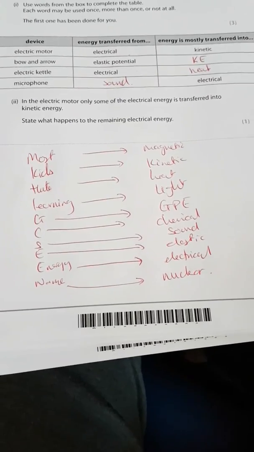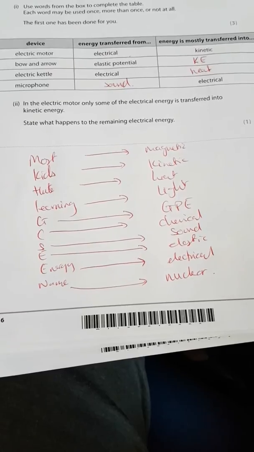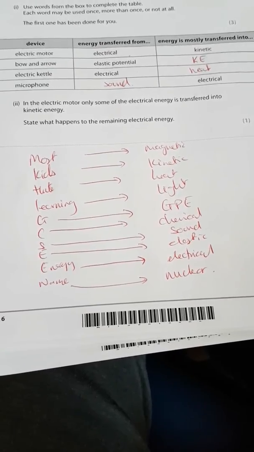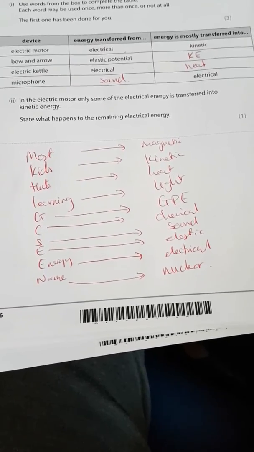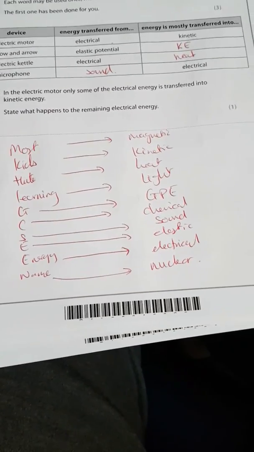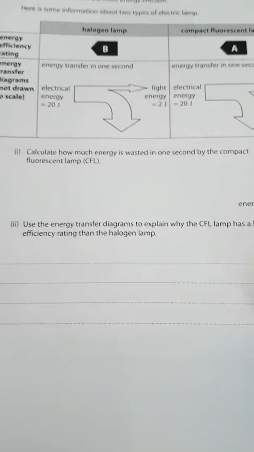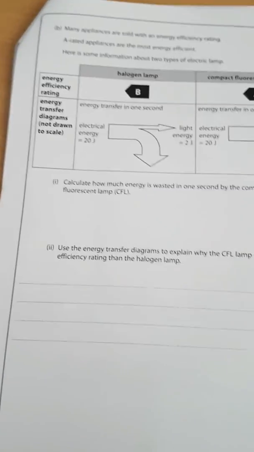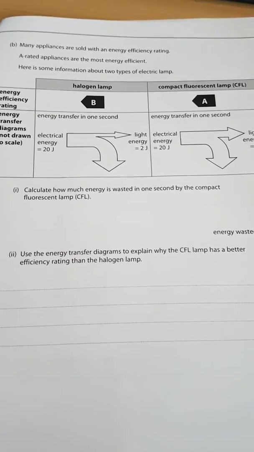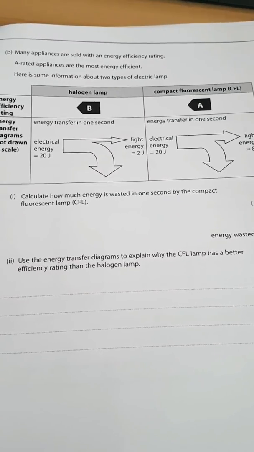The question to part 2 is: in the electric motor, some of the electrical energy is transferred into kinetic. What's happened to the rest? And the answer is it's lost as heat, because obviously the motor starts getting hot, and you lose that remaining energy as heat. So now we are on page 7. I'm going to give you guys a moment to do what you can, then we'll work through it together.